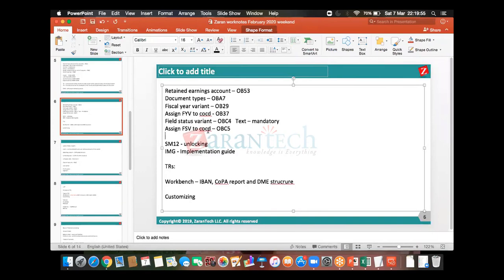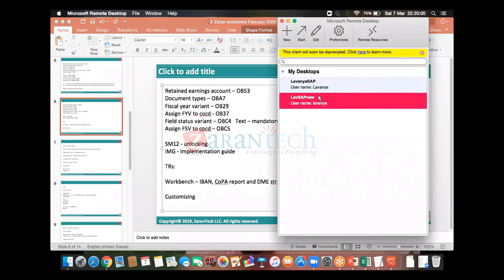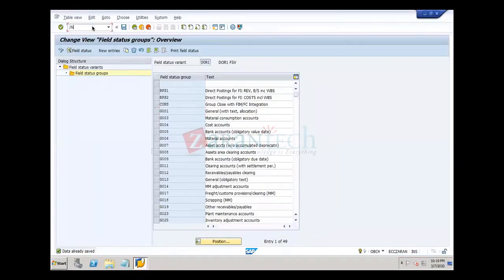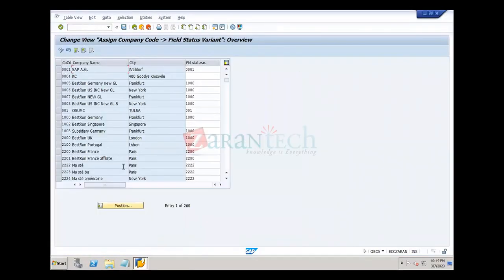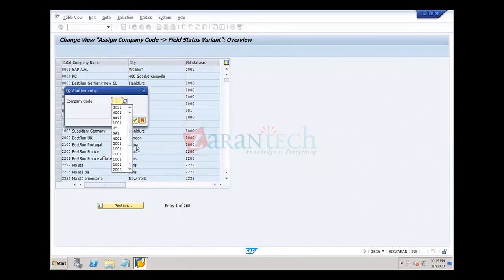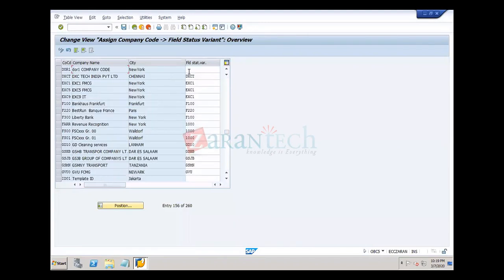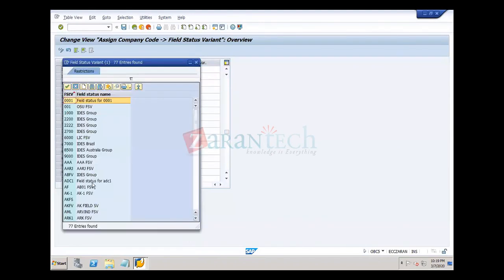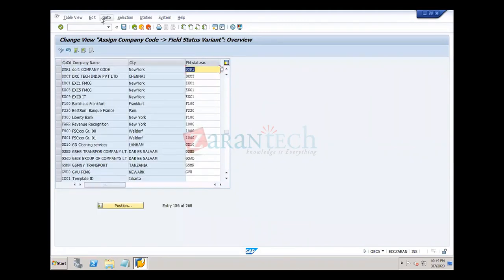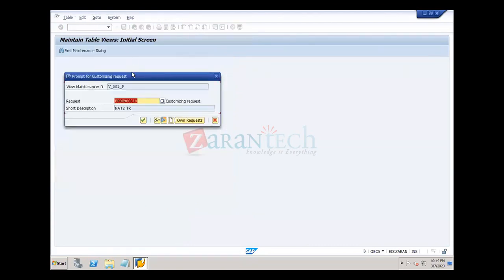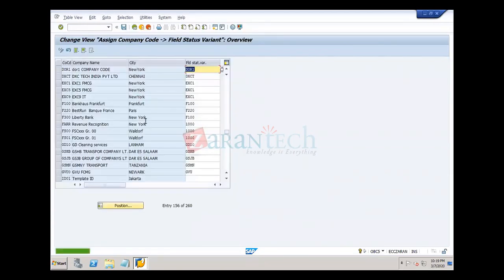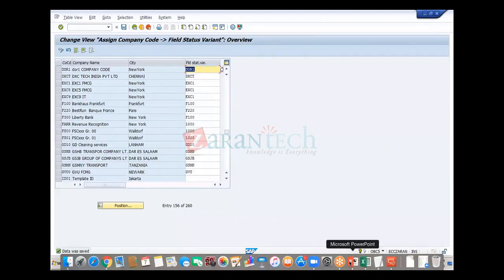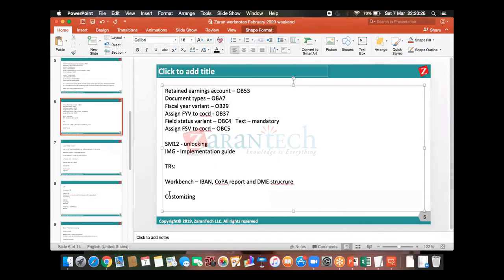Again, I need to tell SAP to assign the field status variant to the company code in OBC5. Give your company code and field status variant. Done. So you have assigned your company code. Okay, got it everyone?